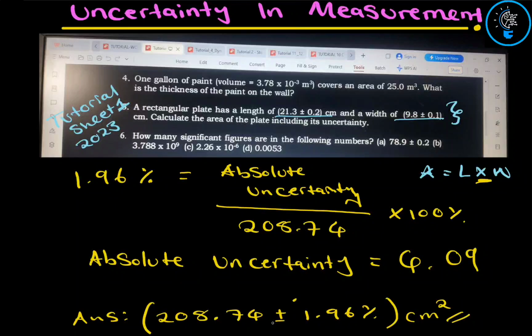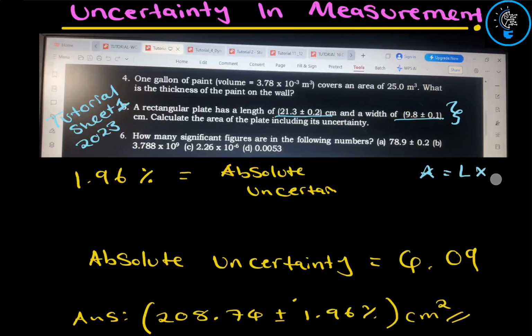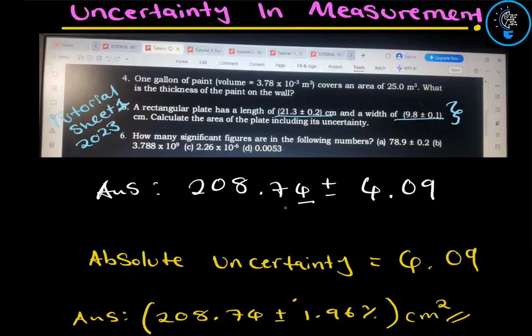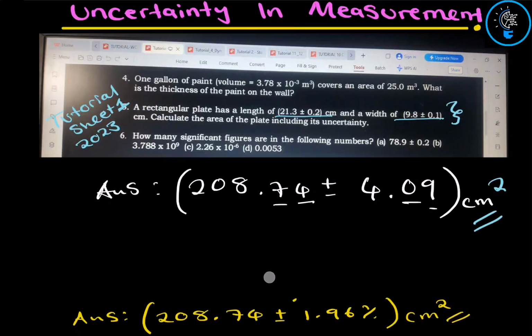So now we can write the answer as 208.74 plus or minus 4.09. Remember, the number of decimal places must be the same. Yeah. So we need to put our units at the end, squared. So this one too is a possible way of writing your solution. So that's how you answer a question of this kind.